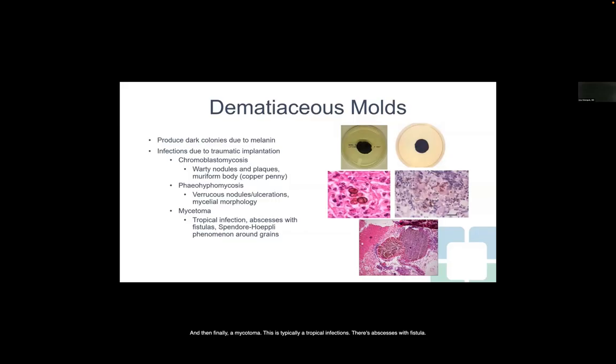This is typically a tropical infection. There are abscesses with fistula, draining sinus tracts with some sulfur-like material. And typically what is seen in histology is the Splendore-Hoeppli-like phenomenon around the grains. It's important to recognize that a couple of categories have an indication in their name that it is a fungal infection, but it actually is bacteria. And those 2 examples are actinomycetoma, which is caused by the bacterium Actinomyces, as well as botryomycosis, which is caused by bacteria. So I did want to point out that.